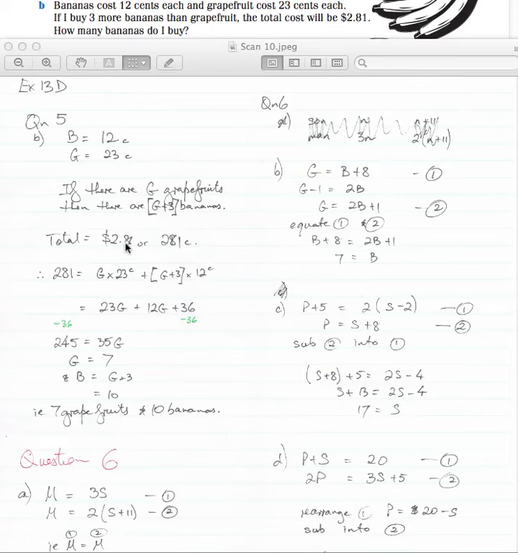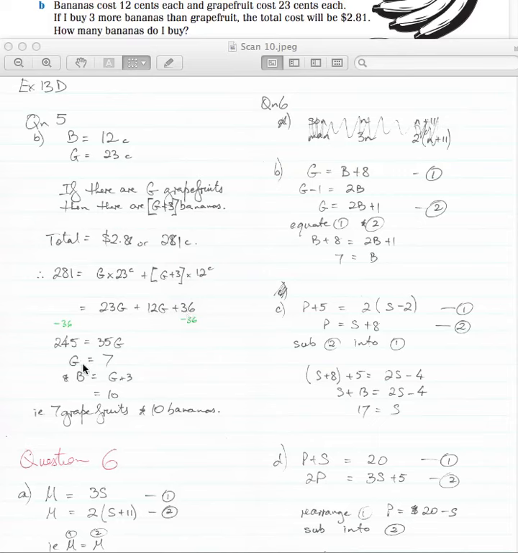So our total is $2.81 or 281 cents. We're going to work in cents because these things here are in cents. How do you get the total cost? Well, there's your $2.81, and however many grapefruits I've got, I'm going to multiply by 23, and however many bananas I've got, I'm going to multiply by 12. So our statement here is 23G plus, and I just expand this bracket to get 12G plus 36.